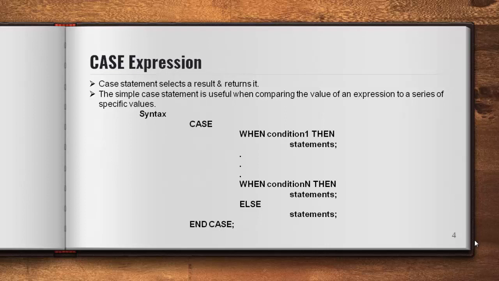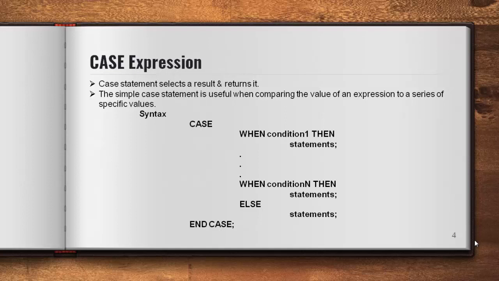And the syntax of that is: we use the case keyword, then we use the when keyword, when condition, then statement. So we can give any number of conditions. If none of the conditions gets satisfied, at last we move on to the else statement, and at the end we close with end case semicolon. So please note down the syntax, so that when we are seeing the programs, it will be very helpful for us.